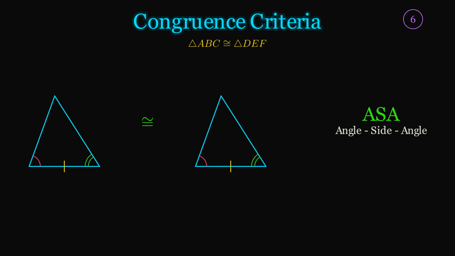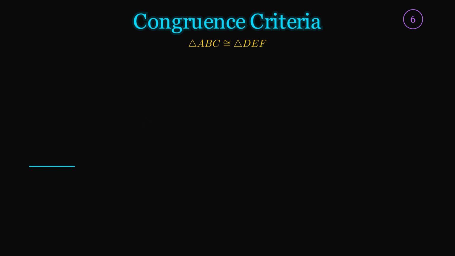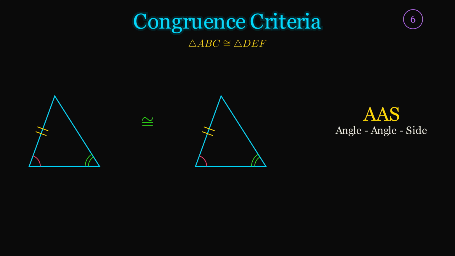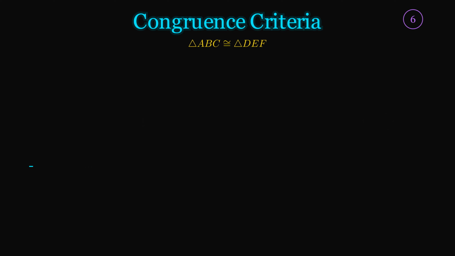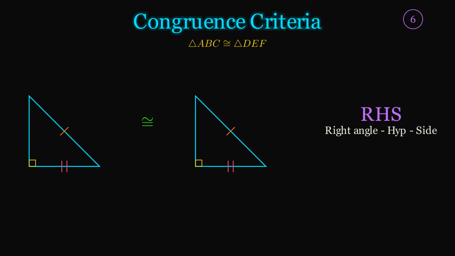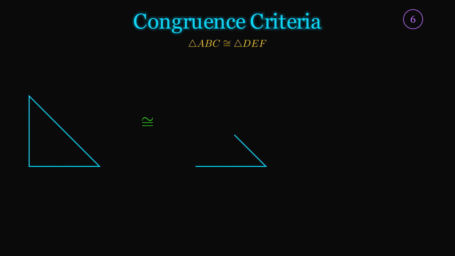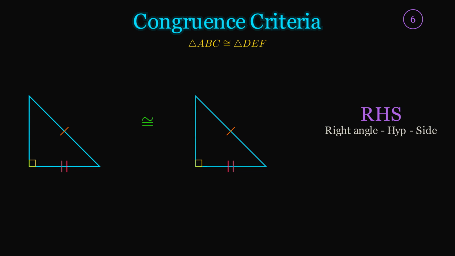ASA, 2 angles and the sides sitting between them. Again, the included side matters. AAS, 2 angles and a side. But this time, the side does not have to be between the angles. RHS, this one is only for right-angled triangles, the hypotenuse and one other side. And you have got congruence.